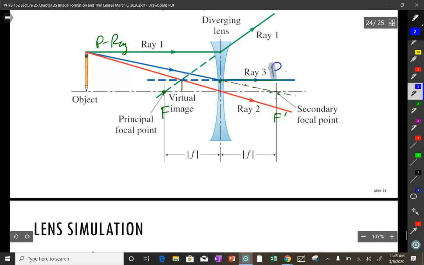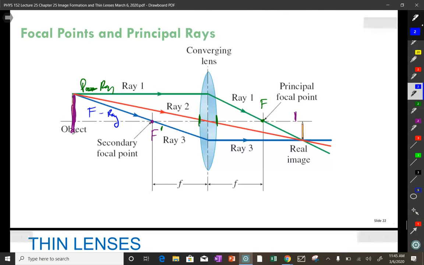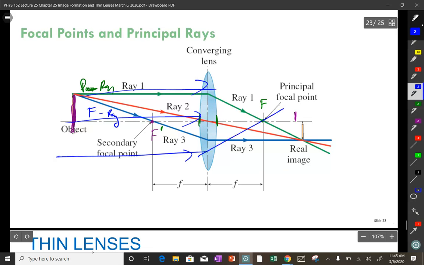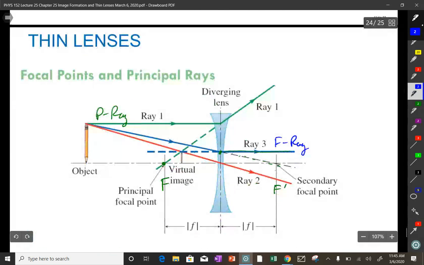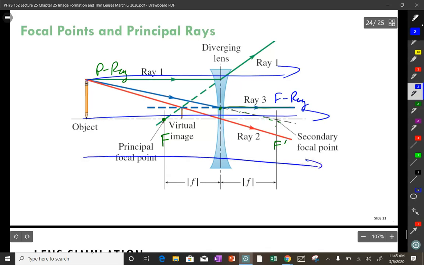Why do the principal and secondary focal points switch between diverging and converging? Because for a diverging lens, parallel rays like this will all meet here. So that's where they all meet. That's the principal focal point. Yes. For the diverging lens, parallel rays will all meet back here.